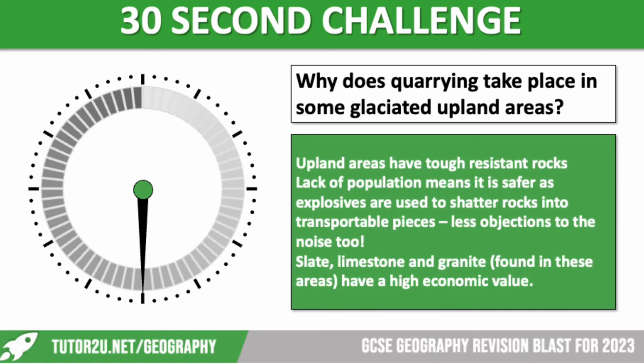Let's have a look. So firstly, the upland areas have tough, resistant rocks, so slate and limestone, for example. We've already mentioned those. The lack of population means it is safer as explosives are used to shatter rocks into transportable pieces. There's less objection to the noise too. So if you're in some of those national parks in the north of England, the Yorkshire Dales is a really good example of this, you will often hear sirens, and the sirens will warn you that there is some dynamite being used, there is about to be a controlled explosion, and then a second siren will go to let you know that process has happened and it is safe again.